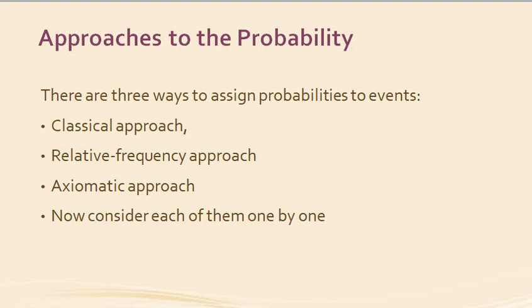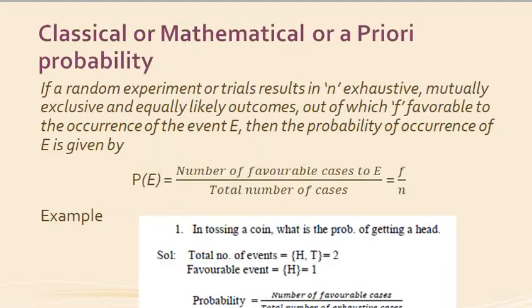So now, how many approaches are there for the probability theory? There are three types of approaches for the probability theory. The first one is called the classical approach, then the next one is the relative frequency approach, and the last one is the axiomatic approach. So we will discuss each of them one by one in the coming sessions.